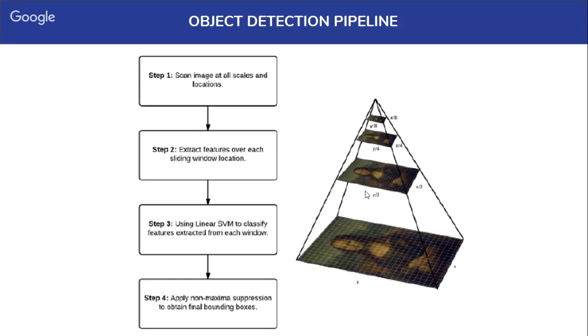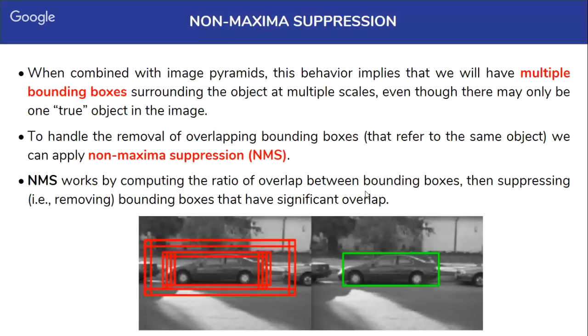Until then we construct a pyramid, apply the object detection on each scale of the images, extract the features, and use any linear SVM or maybe a deep learning technique. Finally, use the NMS technique to combine the results. Maybe I'll talk in more detail about what NMS is, which is non-maxima suppression.